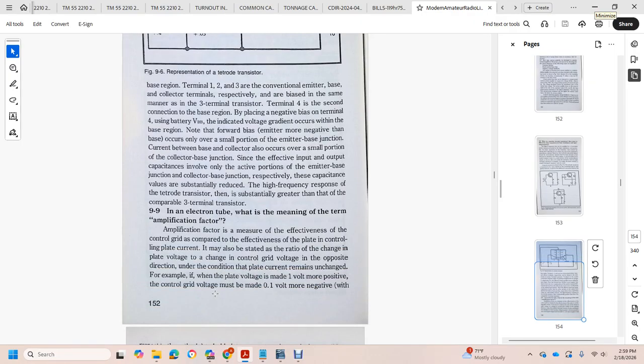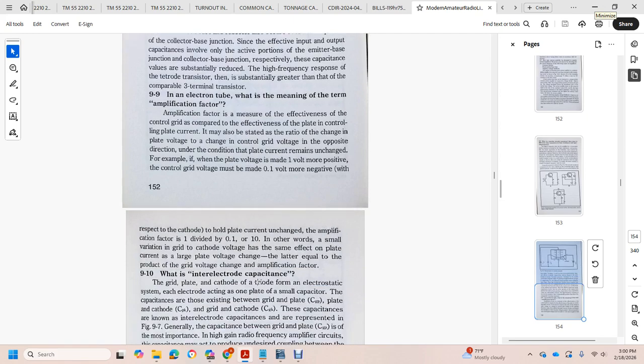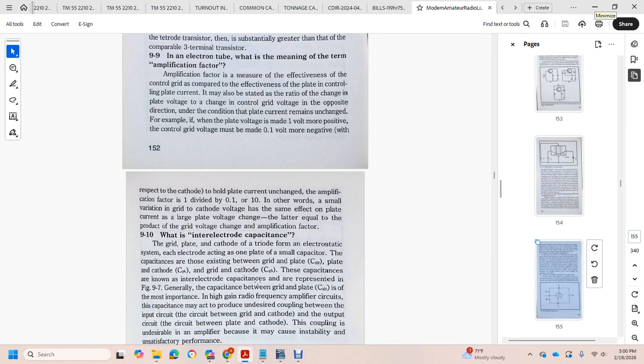In an electron tube, the determinant of the amplification factor is the measure of the effectiveness of the control grid compared with the effectiveness of the plate in controlling plate current. It may be stated as the ratio of the change in plate voltage to the change in control grid voltage, in the opposite direction, under the condition that the plate current remains unchanged. For example, if you were to change the plate voltage by 1 volt more positive, the grid voltage must be 0.1 volt more negative with respect to the cathode to hold the plate current unchanged. The amplification factor is 1 divided by a tenth, or 10. In other words, a small variation in grid cathode voltage has the same effect on plate current as a large plate voltage change, the latter being equal to the product of the grid voltage change and the amplification factor.